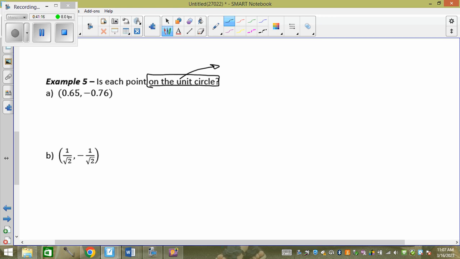Yeah, together. All right. On the unit circle, x squared plus y squared equals 1. You have to check that, right? So they want to know if it's on the unit circle. So all we're going to do is plug this in for x, plug this in for y, see if I get 1. Plug this in for x, plug this in for y, see if I get 1. Go. All right. 0.65 squared plus negative 0.76 squared equals 1.